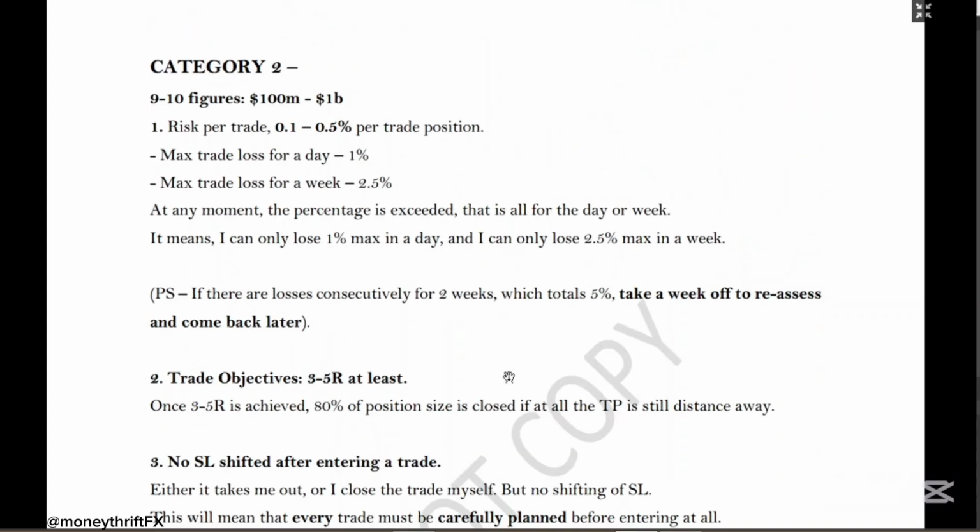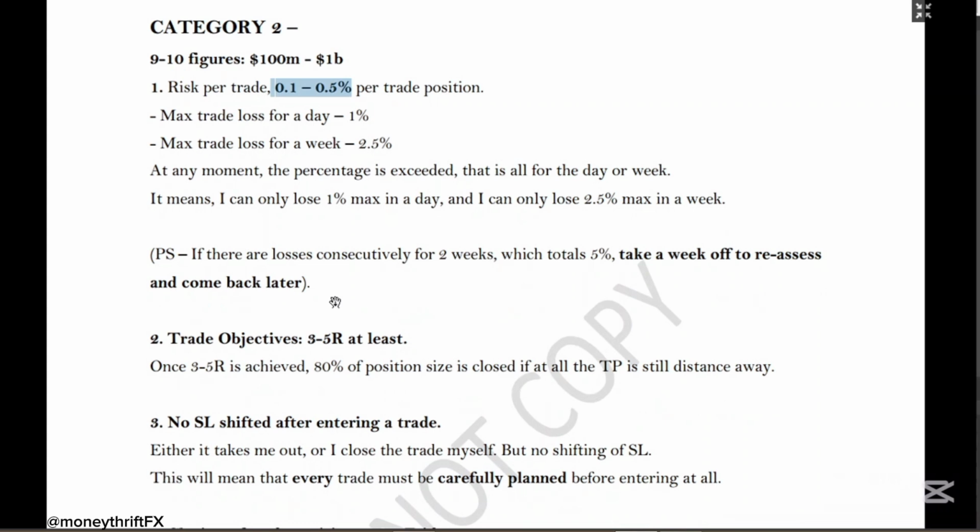All right. So category 2, 9 to 10 figures. There's really not much difference between here and the other one. Just that here we have tighter risk management rules. You can see that our risk has to be lowered because we are dealing with much larger funds here, $100 million to $1 billion. So we have 0.1% risk to 0.5% risk per trade position. Our max loss per day is 1%. Max loss per week is 2.5%.